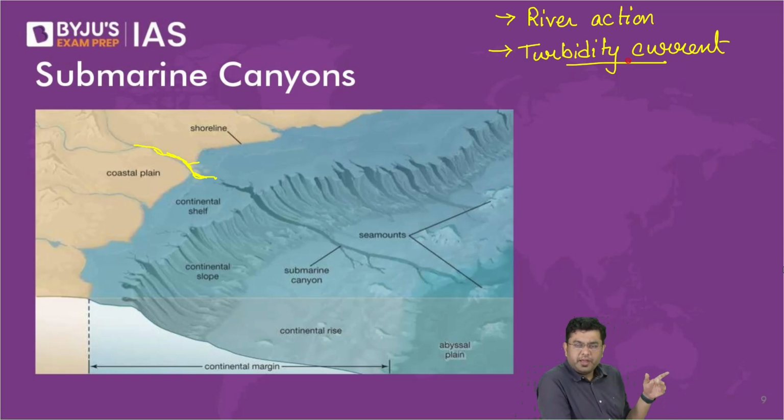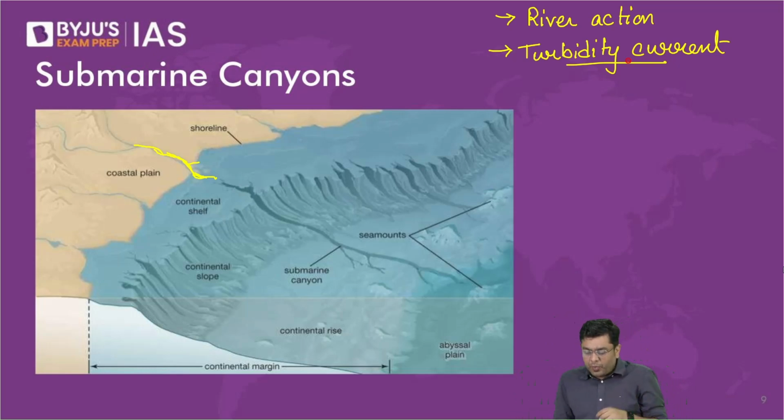Okay. Now, what do we understand by turbidity current? And how is it that the turbidity current could have created these canyons? So, turbidity is derived from the term turbid. Turbid is basically representative of turbulence.